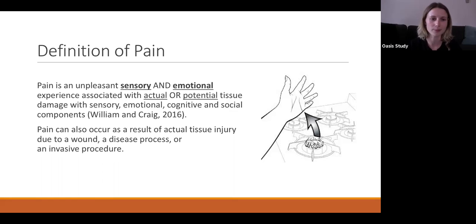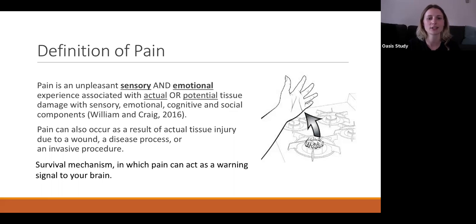Pain can also occur as a result of actual tissue injury due to a wound, disease process, or invasive procedure. It can also act as a survival mechanism, in which pain acts as a warning sign. For example, if you were to touch a hot burner, one reflex that we know is the withdrawal reflex. You're going to remove your hand from that burner, and another signal will be sent up to your brain, and that will trigger it and say, ouch, that's painful.